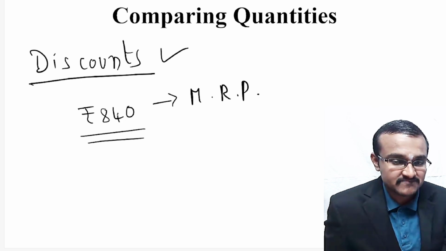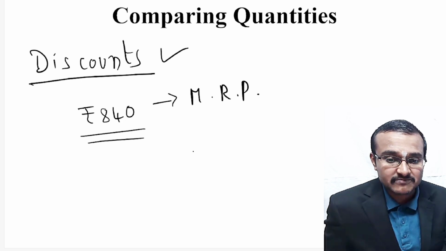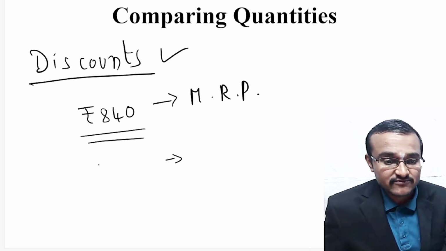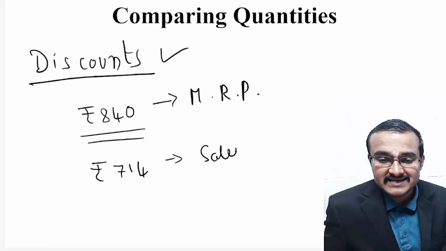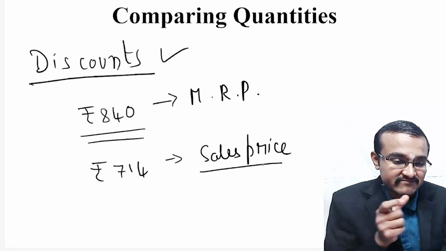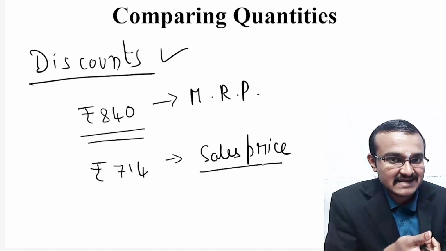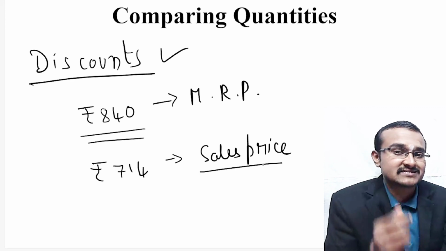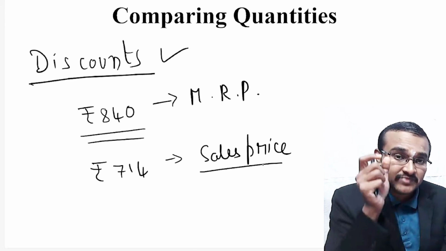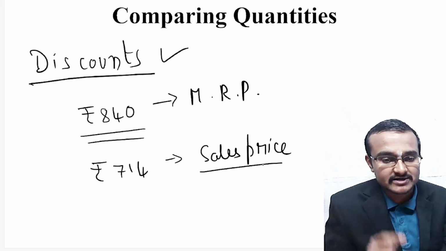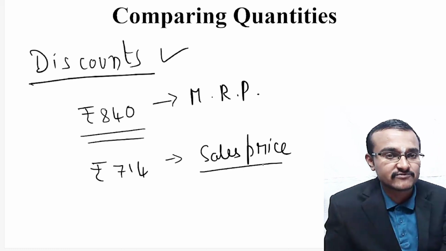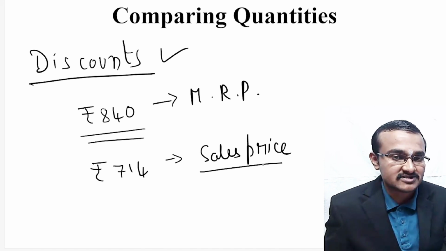So that is 840 rupees, and this particular shopkeeper is actually selling this particular product at 714 rupees. So rupees 714 is the sales price. Here you should remember, sales price is the price at which that particular shopkeeper is selling that product, and MRP is the maximum retail price, that is the market price of that product. So that is 840, but he is giving 714 just to attract more customers to come to his shop and buy that particular product.